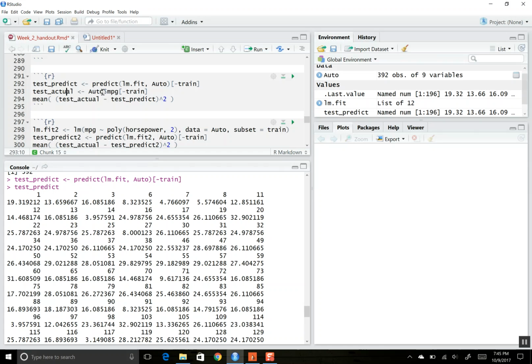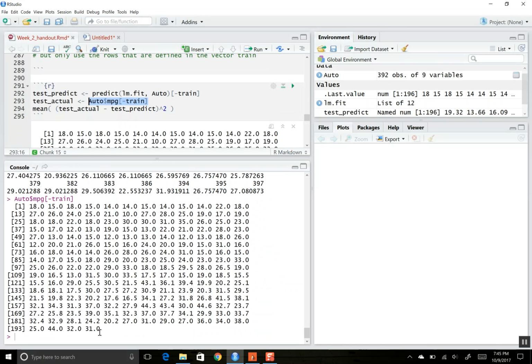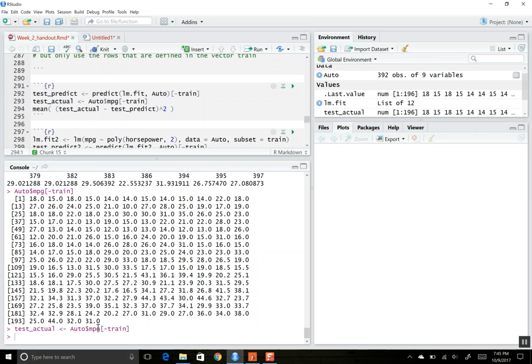And we have the actual values. We can just take from auto that column MPG and get rid of the values for the train. We can just say, oops, get what are the values? Okay, here we have 196 values. So these are the actual values that we have. So we can compare our predicted values versus what they actually were, right? So row named 397, we predicted 27. The actual value is 31. Row named 395, we predicted 26.75, and the actual value was 32.